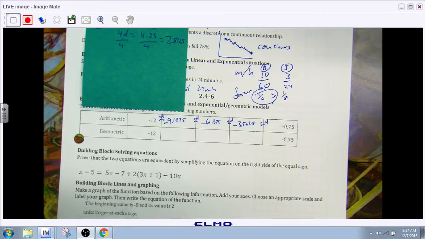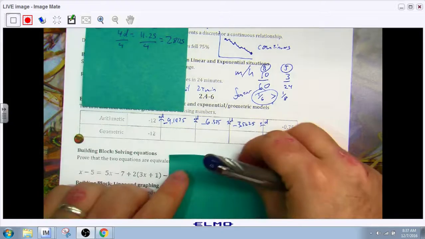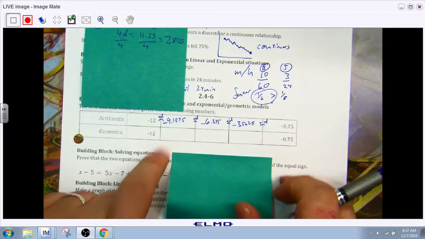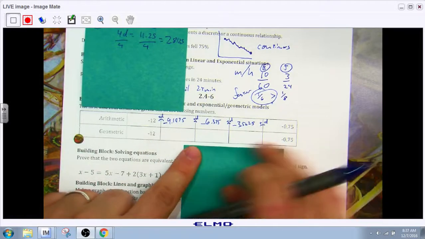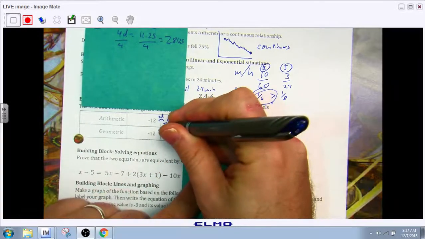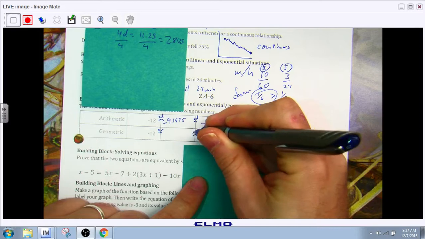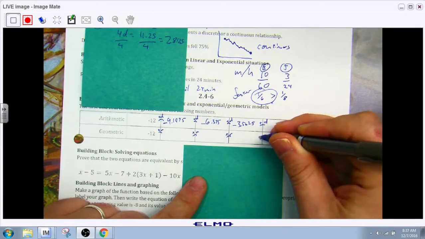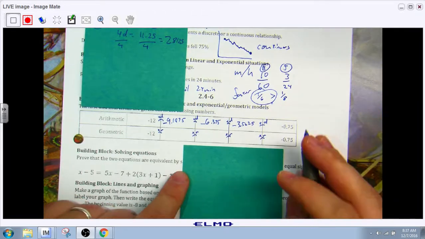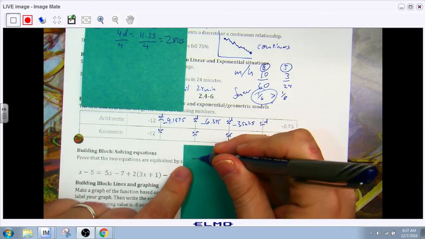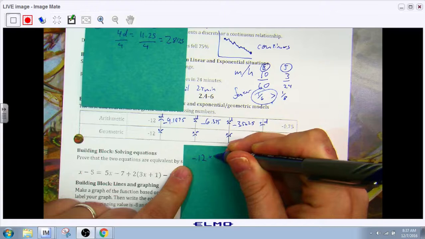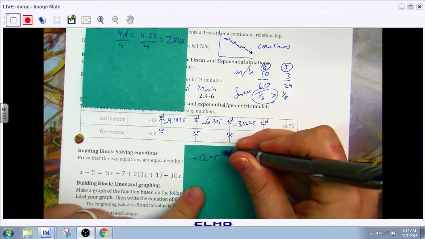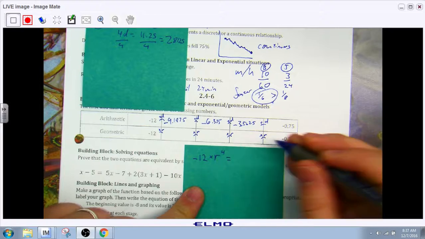For geometric, something else is happening. I'm not adding d at each step. Instead, what I'm doing is multiplying by a ratio. So this is going to be times my common ratio, times my common ratio, times my common ratio, and then times my common ratio. So what I end up with here is negative 12 times the ratio once, twice, 3, 4 times, so to the 4th power. And that's going to equal negative 0.75.